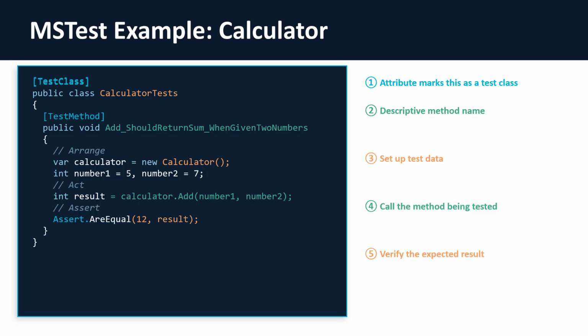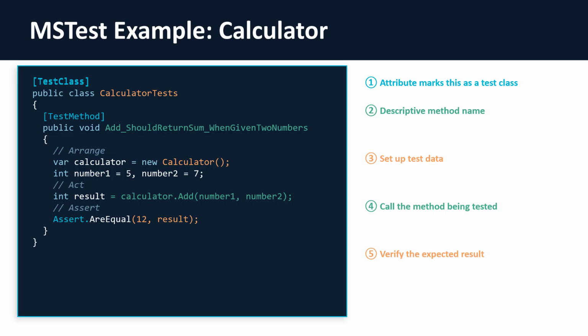That's our arrange. Then our act is when we call our add function for the calculator and we pass it number 1 and number 2. The calculator add function, we understand to take 2 numbers, add them together, and return a result. So in act, we're going to call the add, pass the 2 numbers, and take the result. Then in our assert, we know if you take 5 and 7, you should get 12. We expect 12, and if add returns anything else, it's going to give us an exception and our test will fail.